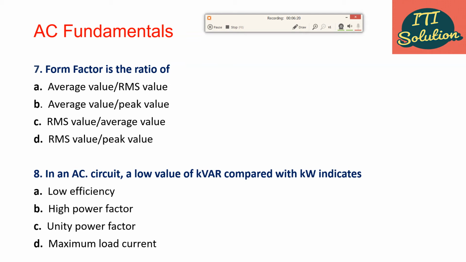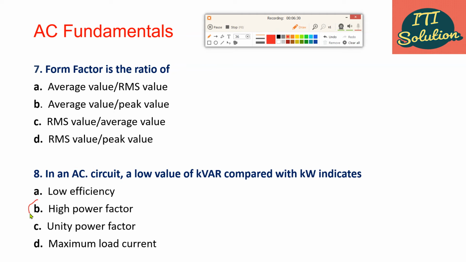Clear? Next question. In an AC circuit, a low value of kVAR compared with kW indicates option A low efficiency, option B high power factor, option C unity power factor, and option D maximum load current. Correct answer is option B, high power factor. kVAR is reactive power and kW is active power, and this indicates high power factor.